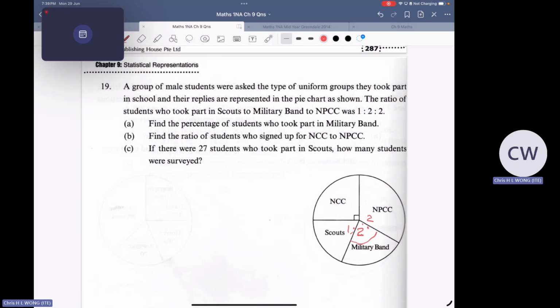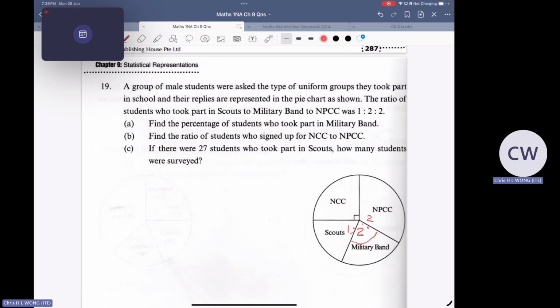How many percent is the student who took part in the military band? But you notice that they didn't give you anything. They only give you 90 degree for the NCC. Scout, how many degree? Don't know. Military band, how many degree? Don't know. NPCC, how many degree? Don't know. So how do you do this one?